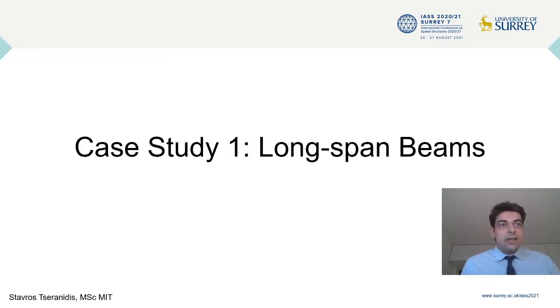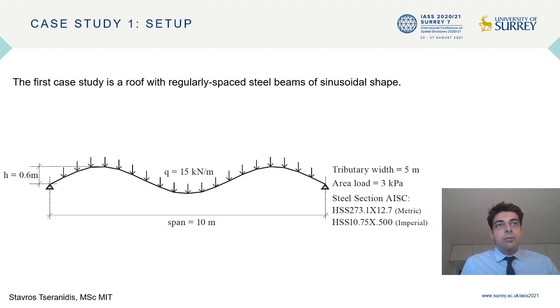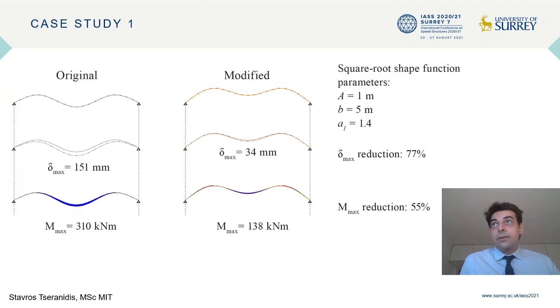Now, I want to present some case studies. The first case study is about a long span roof with regularly spaced steel beams of sinusoidal shape. The span is 10 meters. You can read more details of the formulation and the parameters in the paper. Now you can see the original structure on the left and the modified structure with the shape functions on the right.